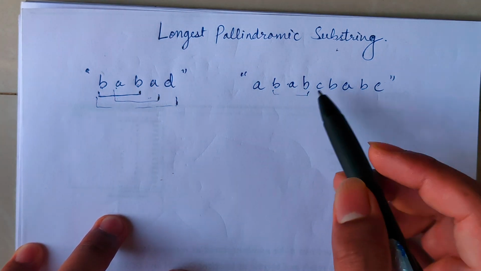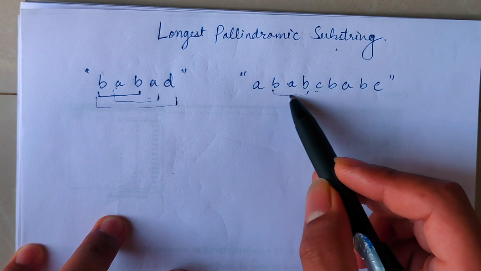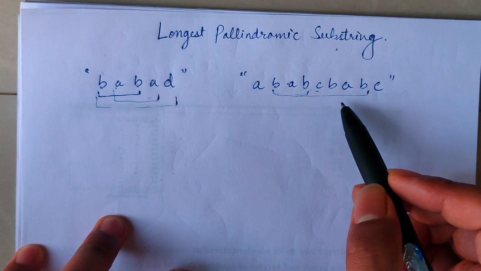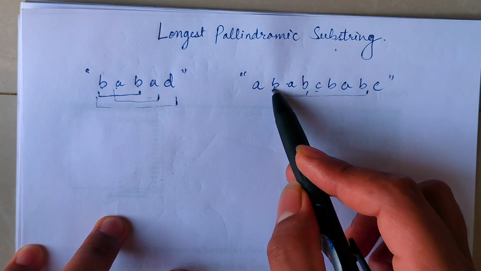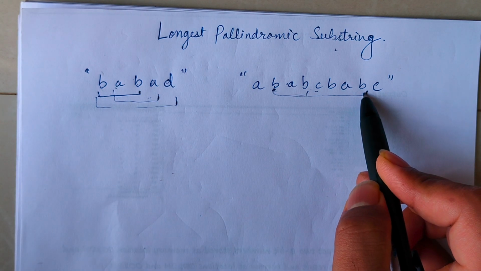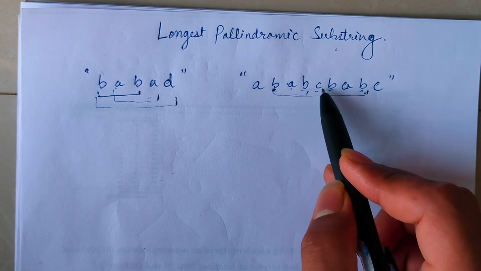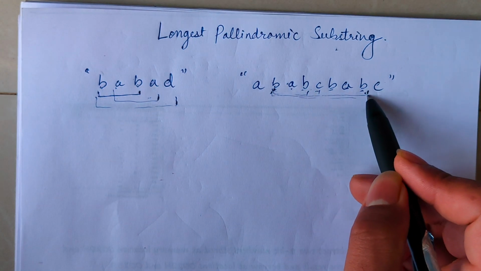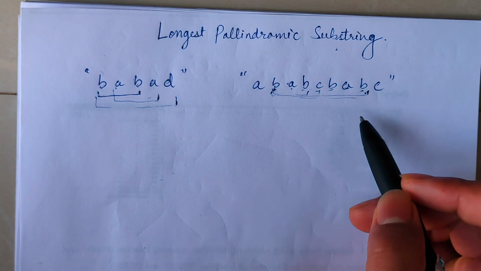But let's go ahead. Here you can see that BABCBAB is also a palindrome because whether we read it from the front or the back, it's exactly the same, like B and B equal, A equal, B equal, C equal. So it is a palindrome and it is the longest among all the substrings and it is a palindrome.